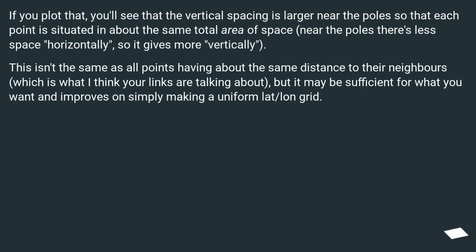If you plot that, you'll see that the vertical spacing is larger near the poles so that each point is situated in about the same total area of space. Near the poles there's less space horizontally, so it gives more vertically. This isn't the same as all points having about the same distance to their neighbors, which is what I think your links are talking about, but it may be sufficient for what you want and improves on simply making a uniform lat/long grid.